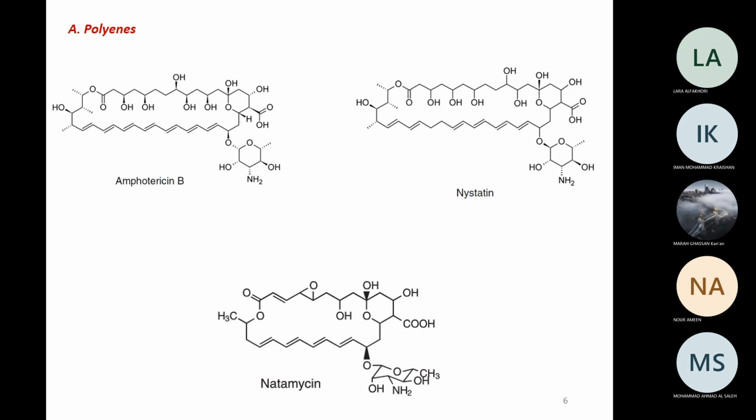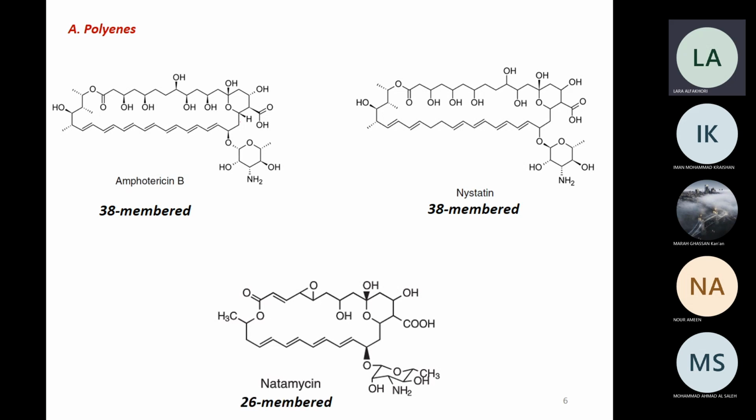What else? هل the size of the cycle is the same in all of them? Which do you think is bigger? Amphotericin B, nystatin, and what about natamycin? Yeah. So the size of those cycles of those polyenes which have antifungal activity differs. For amphotericin B and nystatin, they are 38 membered. يعني the number of atoms constituting that macrocyclic lactone is 38 atoms, and natamycin is 26 membered.